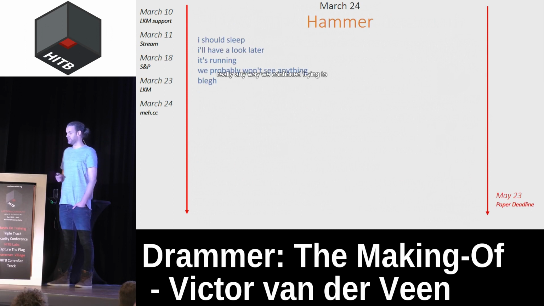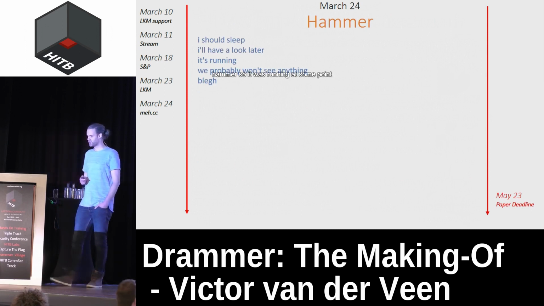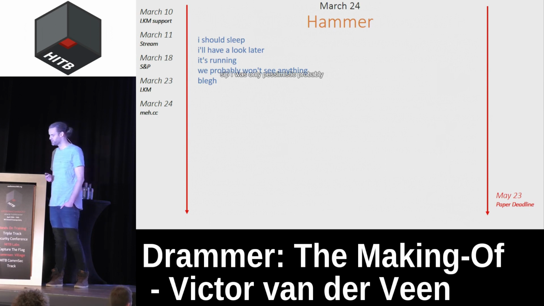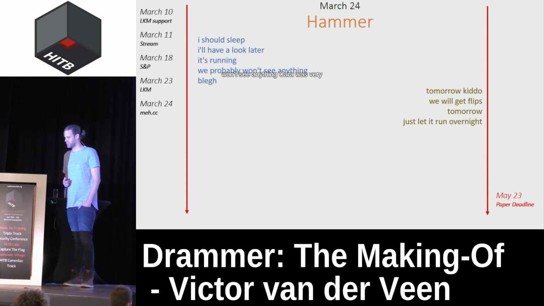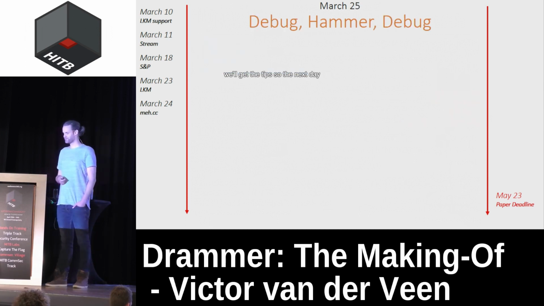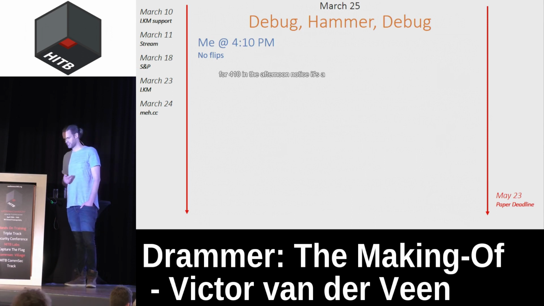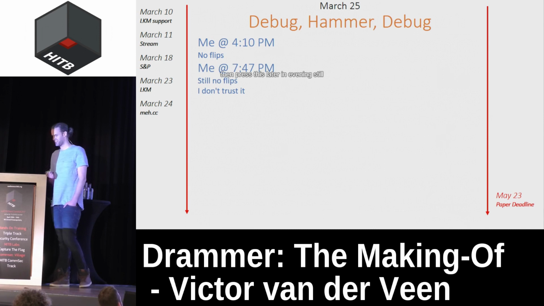Anyway, we continued trying to hammer. So it was running at some point, and then all you have to do with Drammer is wait and hope that you get a bit flip. I was already pessimistic, probably won't see anything. Kaveh was very optimistic, and yeah, tomorrow we will get bit flips. So the next day, debugging, hammering, 4:10 in the afternoon, no bit flips. A couple hours later, still no bit flips. I don't trust this.